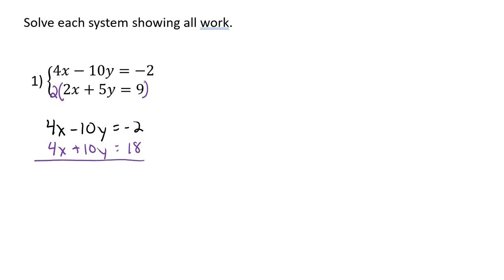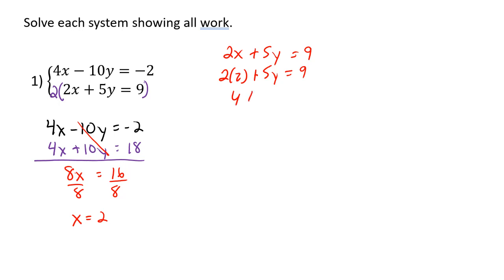Now I have 4x plus 4x is 8x. Negative 10y plus 10y is 0. 18 take away 2 is 16. Divide both sides by 8, and we learn that x is 2. From there, pick any equation you want, plug it in, and solve for y. I'm going to go ahead and pick the second equation, the 2x plus 5y equals 9. I'm going to plug the 2 into the x, and I'm going to solve. And minus the 4. And divide by 5. And so our point of intersection is 2, 1.